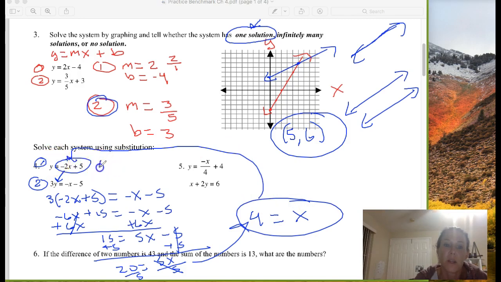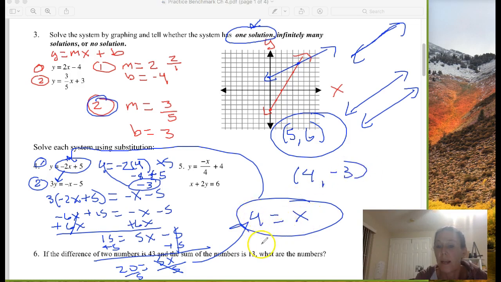So in equation 1, I'm going to get y equals negative 2 times x, and x is 4, so negative 2 times 4 plus 5. Well, negative 2 times 4 would be negative 8, plus 5. Negative 8 plus 5 would be negative 3. So y is negative 3, x is 4. So go ahead and write that as an ordered pair, 4, comma, negative 3.